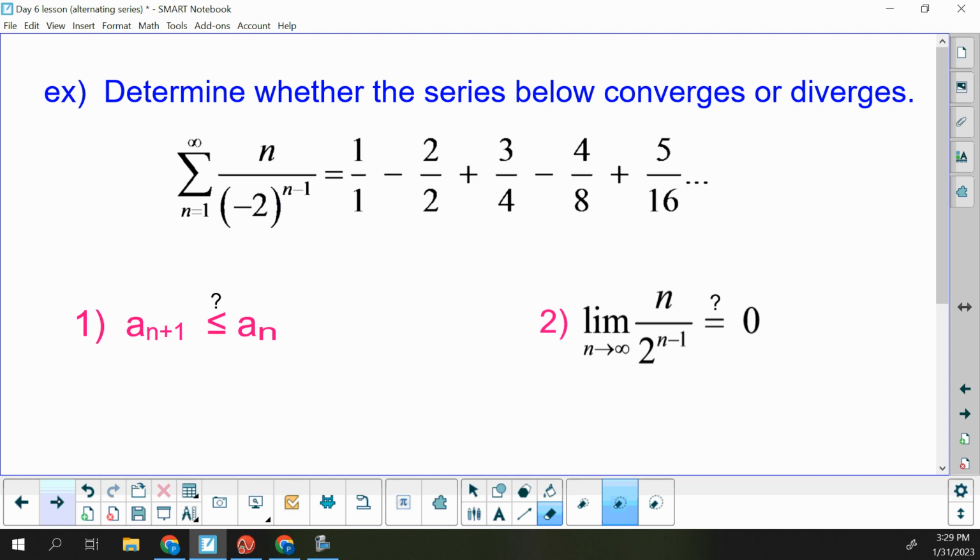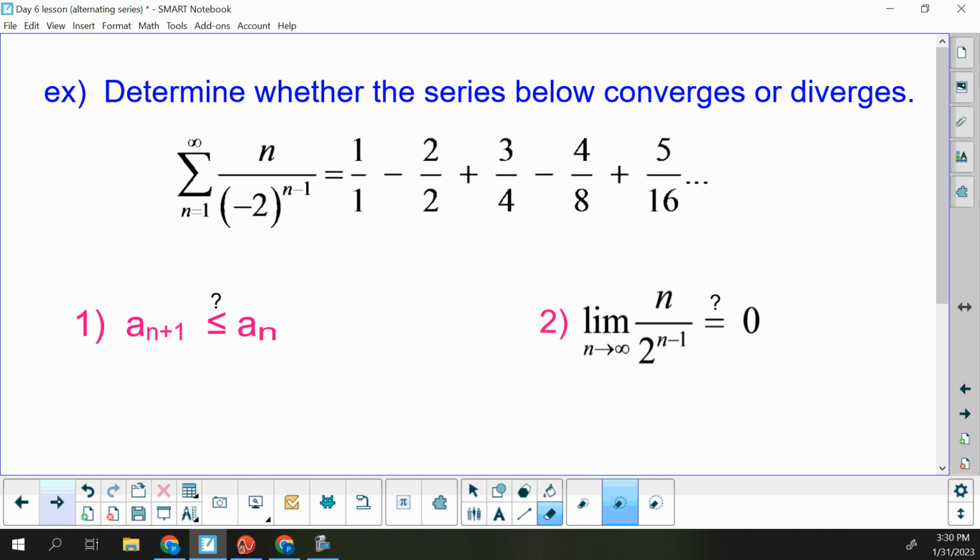All right, next page. What's nice, we've got the terms already written out for us. We want to recognize that it is an alternating series. So let's check out the alternating series test. We'd want to see, is each successive term less than the one before it? And remember, when we're talking terms, we're ignoring the negatives. We're just looking at the absolute value of them.